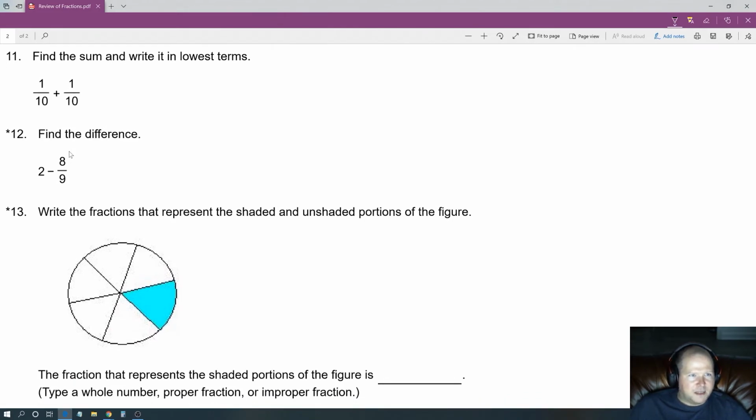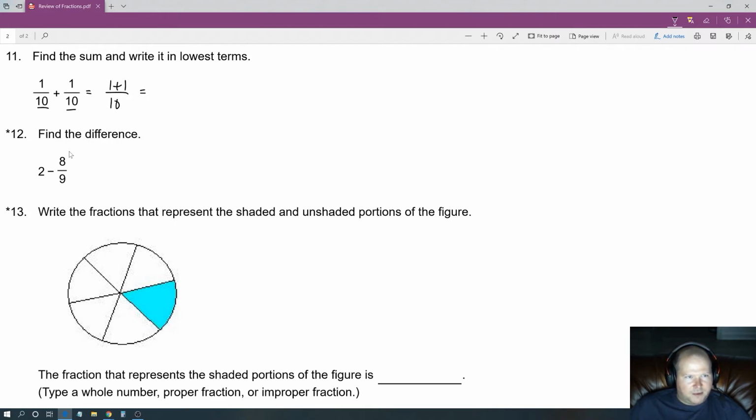Okay, so write the sum and write in lowest terms. So this one's a little easier. These are like fractions and they both have the same denominator, so I can simply add the numerators together. Now notice when I'm adding the numerators, I'm not adding the denominators, don't do that. So when you're adding and subtracting, you add and subtract the numerators, you leave the denominator the same when they're like fractions, when they have the same denominator.